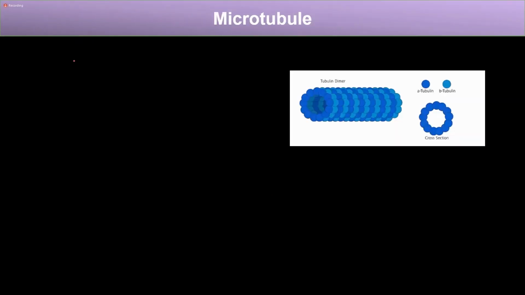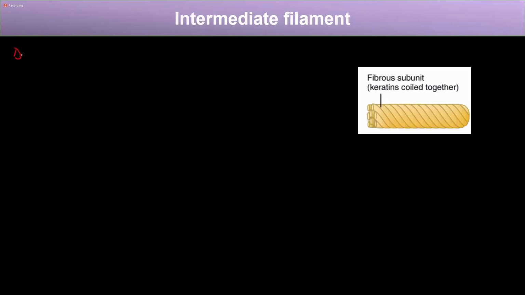Now, after this, the second type of filament is known as intermediate filament. If we talk about the diameter of the intermediate filament, the diameter is 10 nanometer, and it looks something like this. Now, what is it made up of?